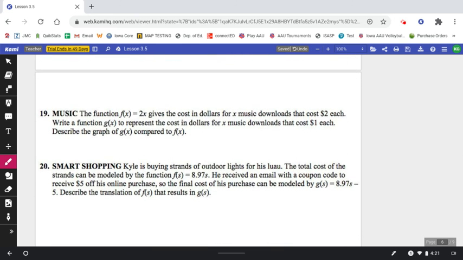The function f of x gives the cost in dollars for x music downloads that cost $2 each. Write a function g of x to represent the cost in dollars for music downloads that cost $1 each. So g of x equals $1 each x. Describe the graph of g of x compared to f of x. Well, because of the 2 multiplied outside, the f of x is a vertical stretch.